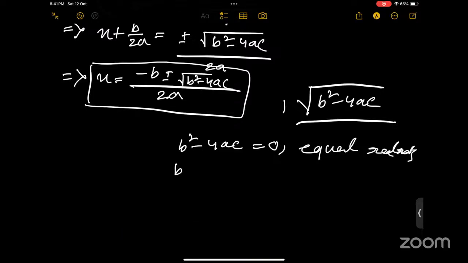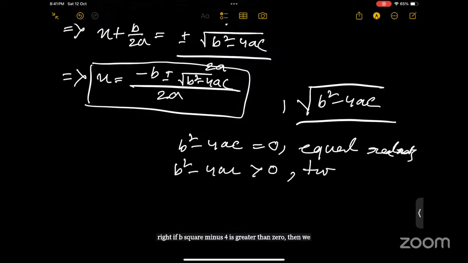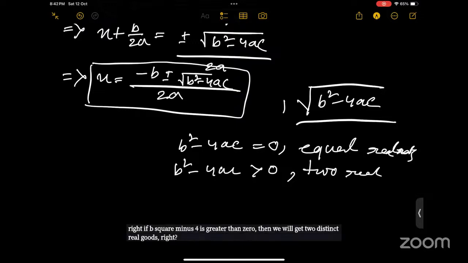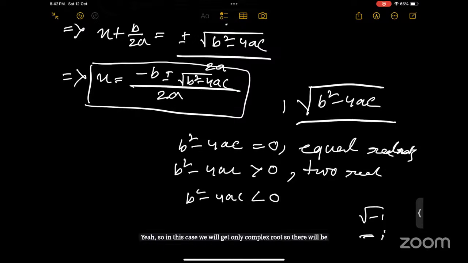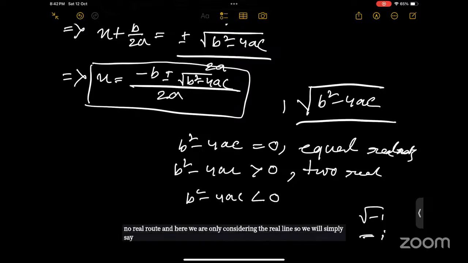If b squared minus 4ac is greater than 0, then we will get two distinct real roots, right? And if b squared minus 4ac is less than 0, then we will get the root of minus 1, that means iota, the complex form. So in this case we will get only complex roots, no real root. Here we are only considering the real line, so we will simply say that there will be no roots.